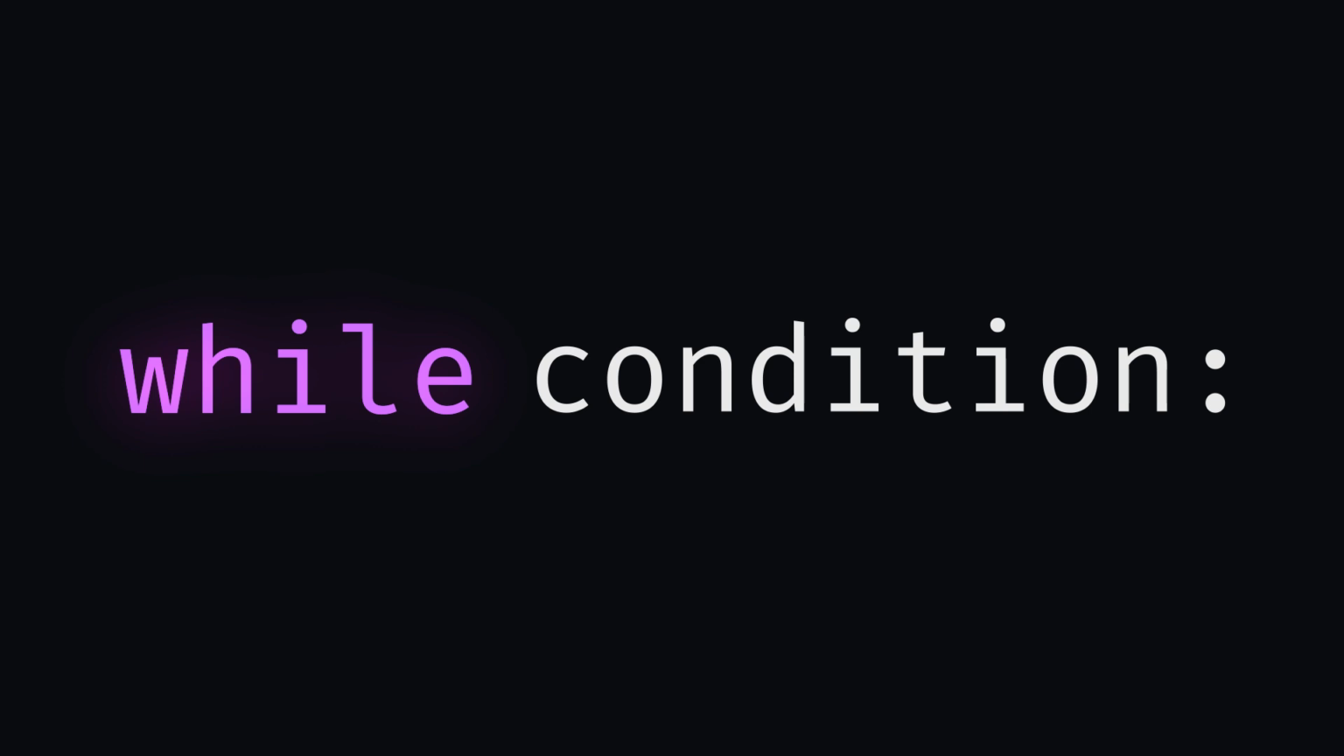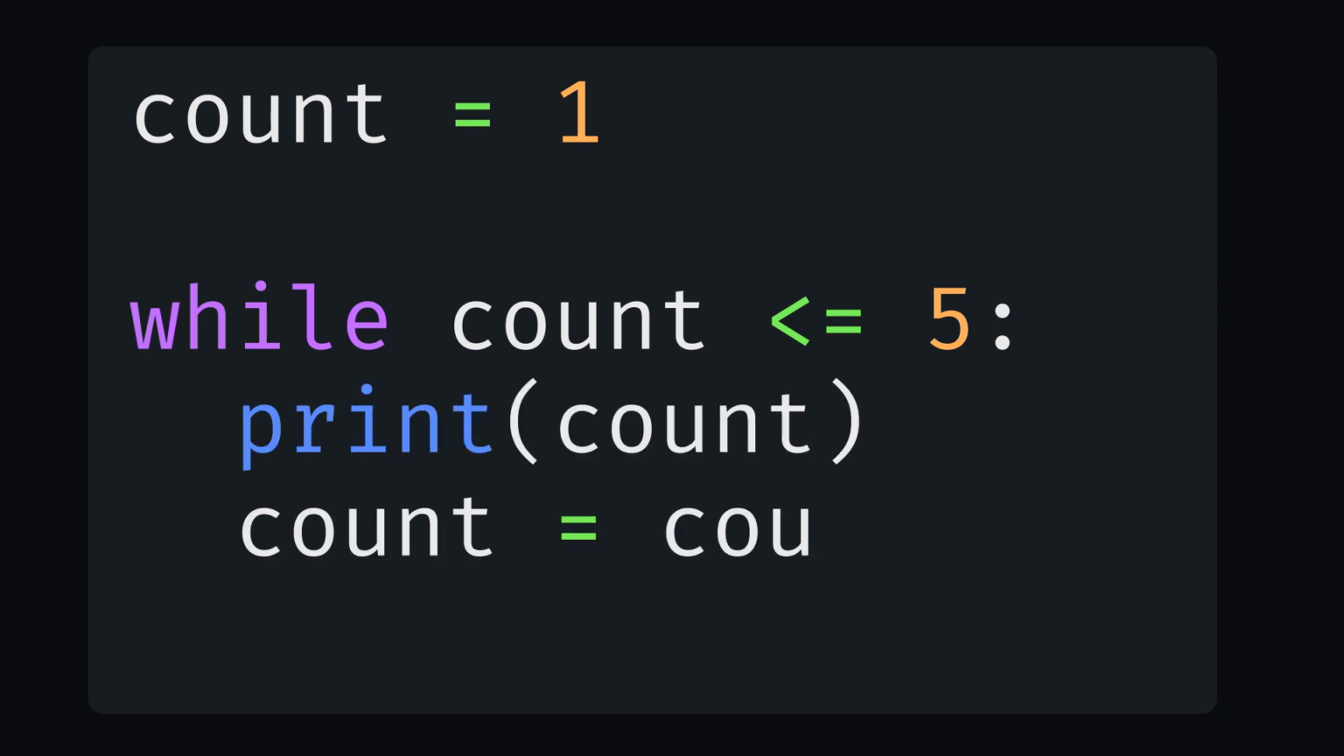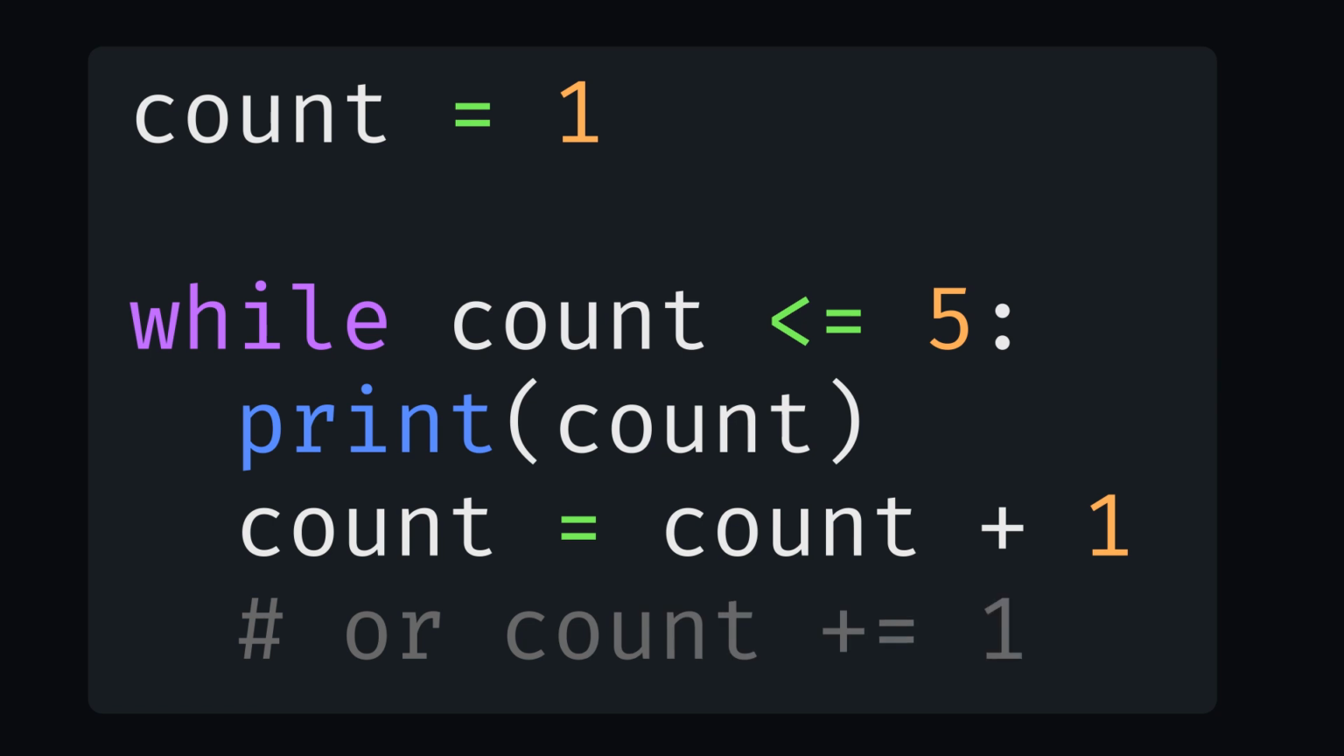Let's write a while loop in Python. I'll define a variable called count and set it to 1. First, we use the while keyword followed by a condition. This condition will check whether the count is less than 5. Let's put a statement in the loop to increment the variable by 1 each time. This means that the loop will run 5 times as the counter approaches the number 5.